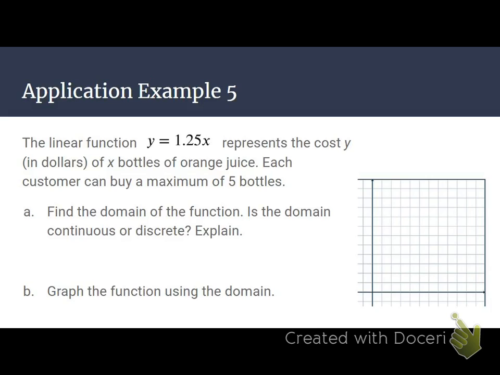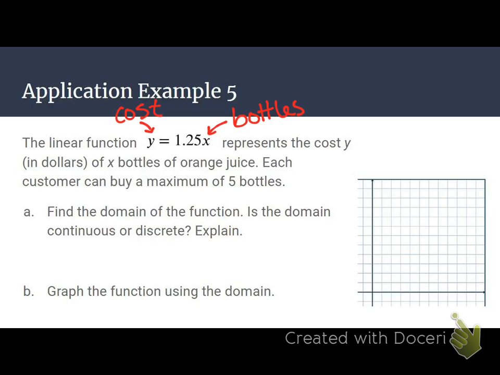All right, the linear function y equals 1.25x represents the cost, y in dollars, of x bottles of orange juice. Again, I would maybe label your equation with cost for y and bottles for x. Each customer can buy a maximum of 5 bottles. Find the domain. Is it continuous or discrete? Does anybody have any ideas about continuous or discrete before we find the domain? What do you think, Hunter?